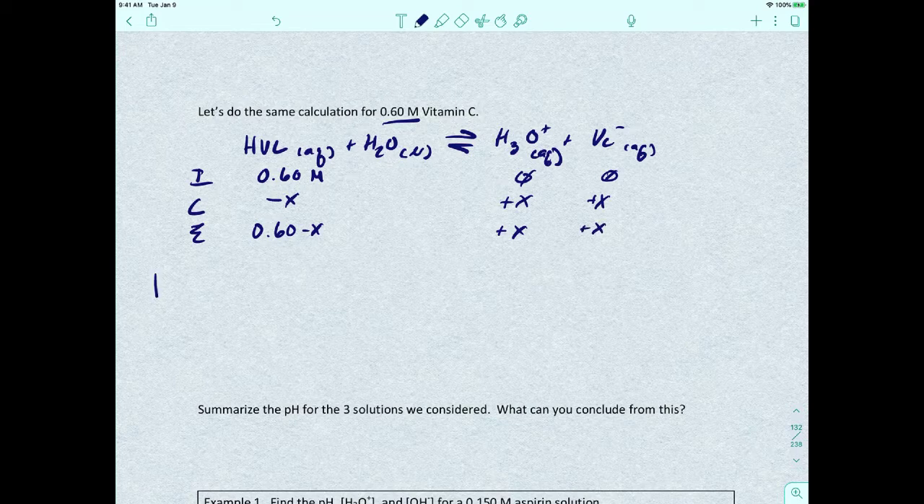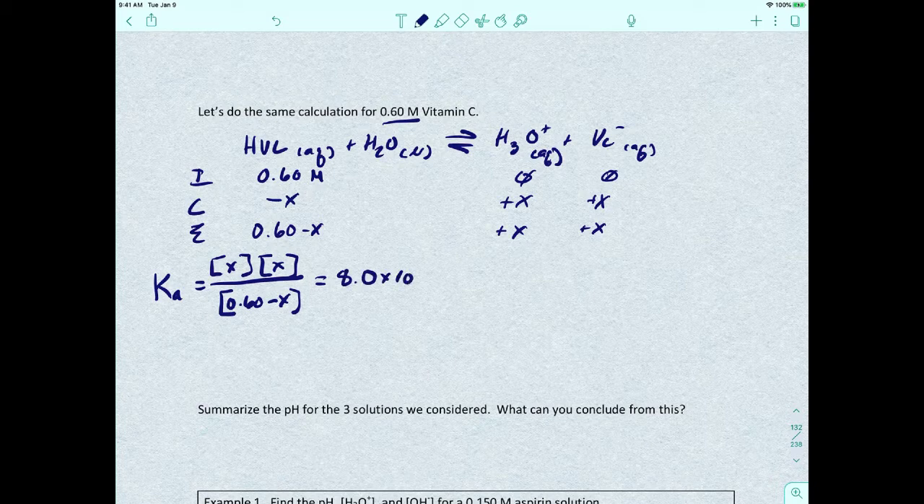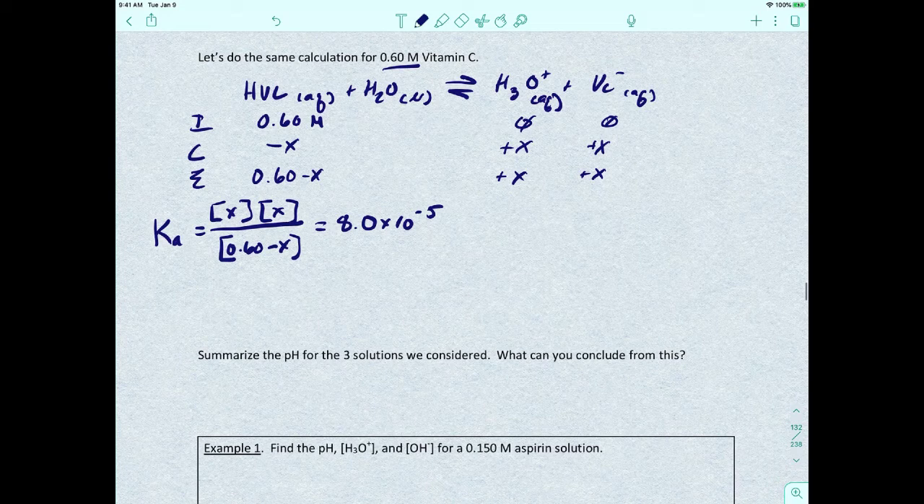All right. So if we were to set up a Ka expression, the Ka would be the concentration of H3O+, which is X, times the concentration of ascorbate ion, X, divided by the concentration of ascorbic acid, 0.60 minus X. And this is equal to the Ka, which is 8.0 times 10 to the minus fifth. All right, so let's do a little bit of cleanup. So X times X is going to be X squared.